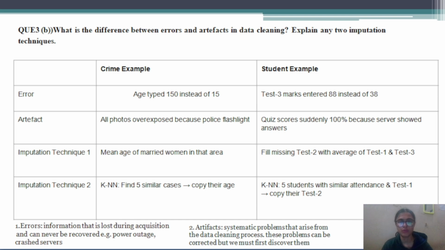KNN imputation is more accurate than mean, but computationally it is expensive. So, in short, errors are human typing mistakes, artifacts are system or environmental issues, mean imputation is replacing missing values using the average, and KNN imputation is replacing missing values using similar data points. Thank you.